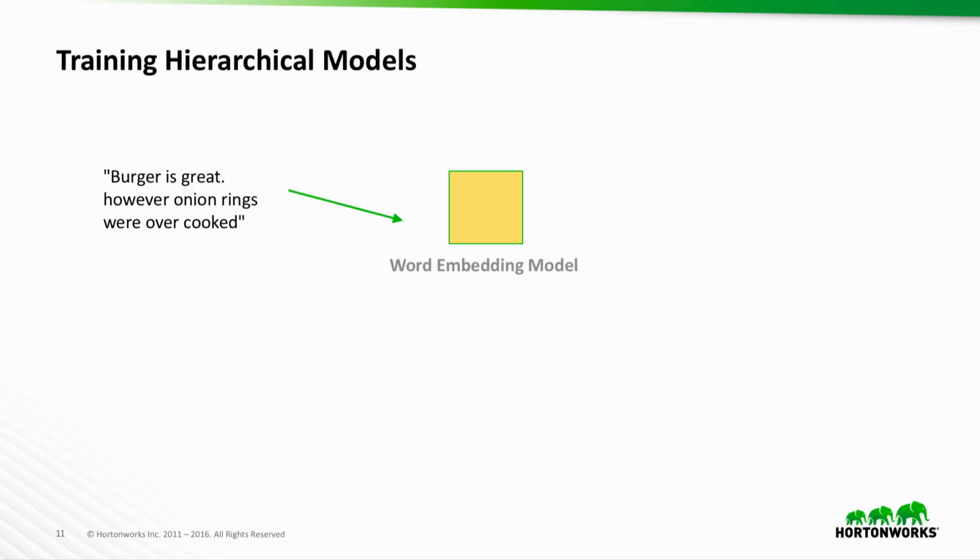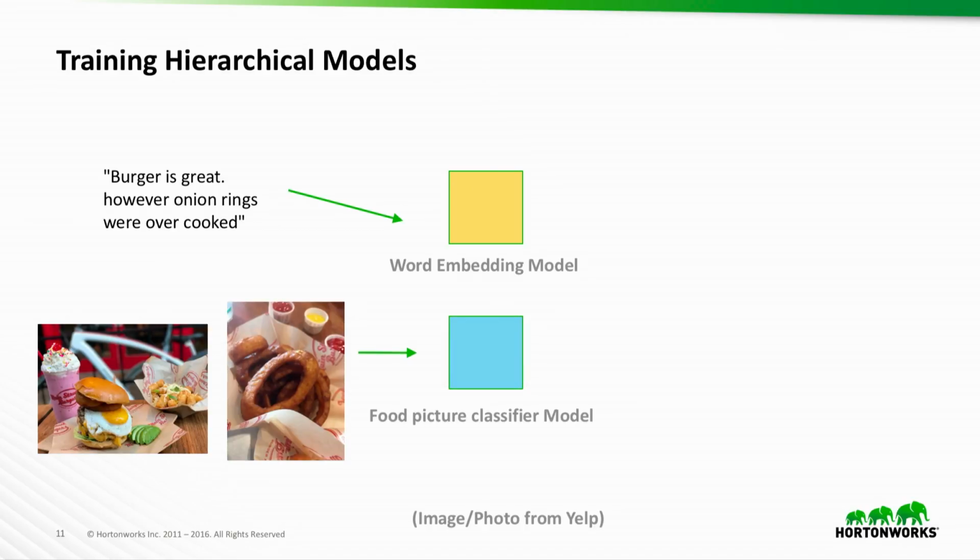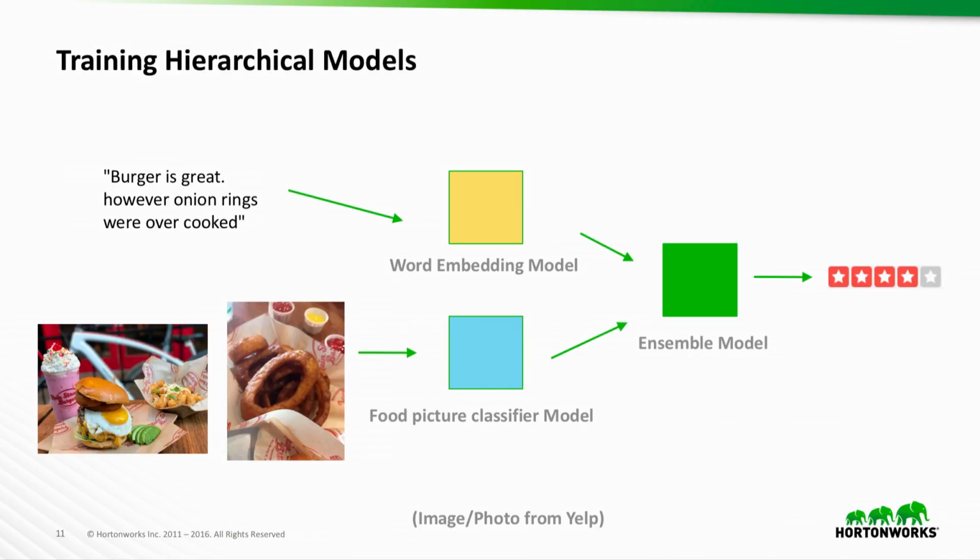For the text, the customer may comment saying that the burger is great. However, the onion ring was overcooked. We can build a word embedding model to understand the emotion of the customer: does it feel good or feel bad? And we can use the pictures taken by the customer to build a food picture classifier model to say if the food looks delicious or looks bad. Given the two models, we can build another ensemble model to combine the two and give the result.